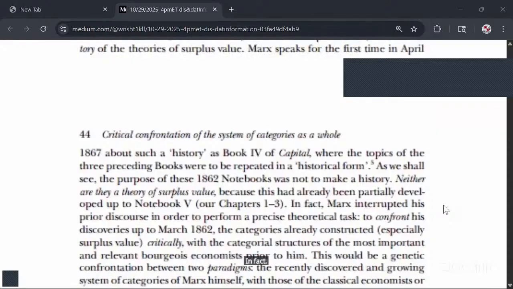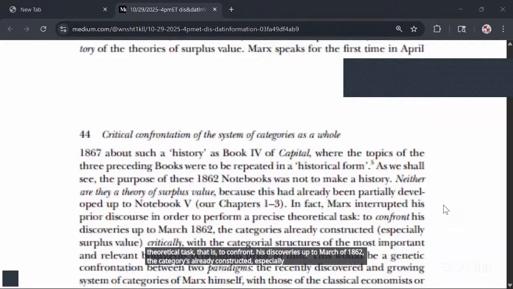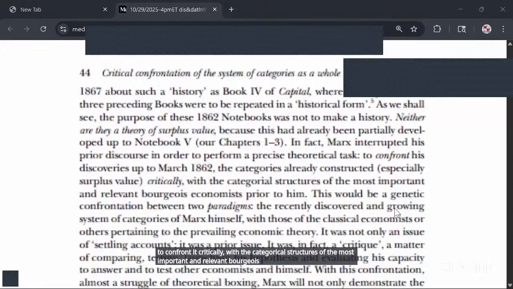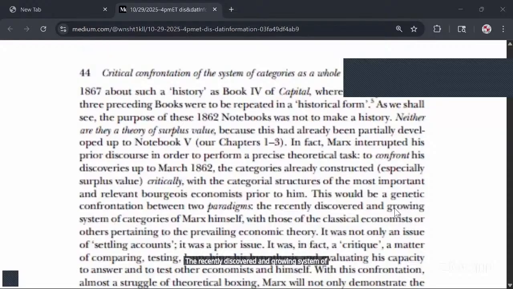In fact, Marx interrupted his prior discourse in order to perform a precise theoretical task, that is, to confront his discoveries up to March of 1862, the categories already constructed, especially surplus value, critically. To confront it critically with the categorical structures of the most important and relevant bourgeois economists prior to him. This would be a generic confrontation between two paradigms: the recently discovered and growing system of categories of Marx himself with those of the classical economists or others pertaining to the prevailing economic theory.